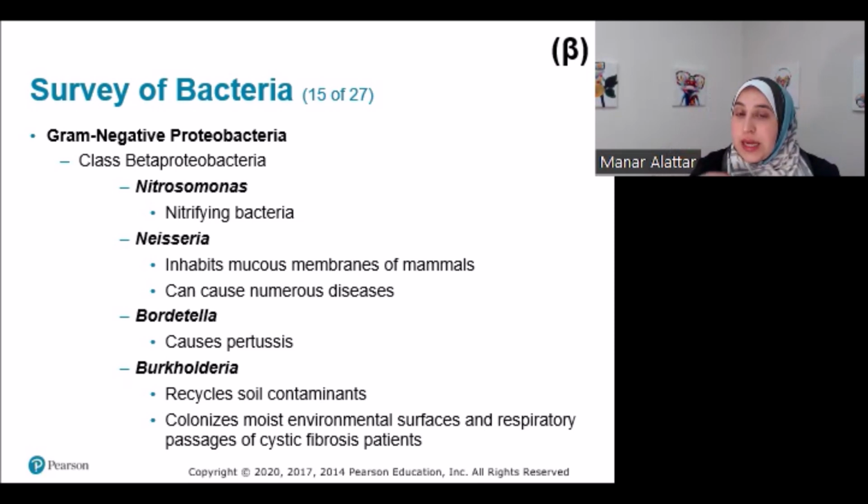Burkholderia is interesting because it is able to recycle a number of unique chemicals in the environment, specifically soil contaminants like PCBs and other chemicals, but it also can colonize the respiratory tracts of patients with cystic fibrosis, and it can be pathogenic in some cases as well. And there are strains that are highly antibiotic resistant. So depending on the strain and the environment, you have these various characteristics of Burkholderia.